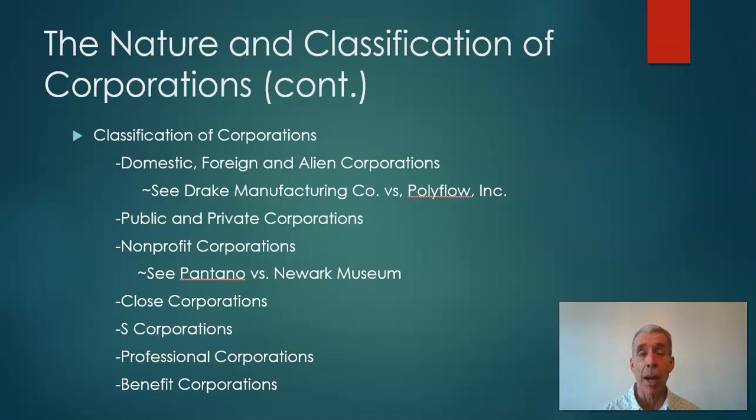We talked about different types of classifications of corporations: domestic, foreign, and alien, public and private, nonprofit, and we talked about closed corporations. And then we left off with subchapter S corporations. Subchapter S corporations, where we pick up here today, have been around for a long time. At one time, they were very, very popular because they existed prior to LLCs.